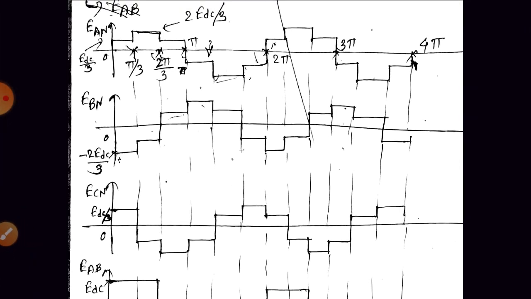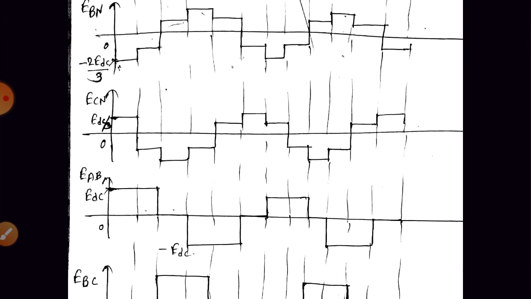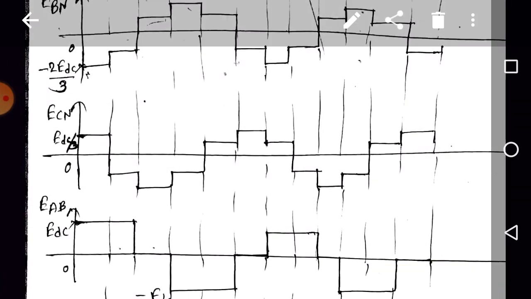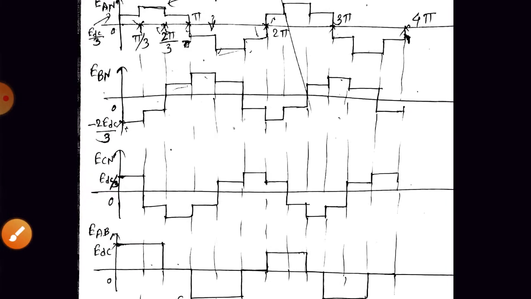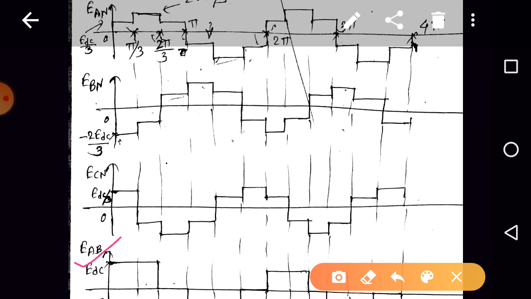Similarly, can we draw the waveforms for line voltages? Line voltage means VAB, VBC and VCA. How to draw the waveform for VAB? VAB is equal to VAN minus VBN or EAN minus EBN, okay? So VAB is nothing but interval by interval subtraction between these 2 waveforms, that is EAN and EBN, right?